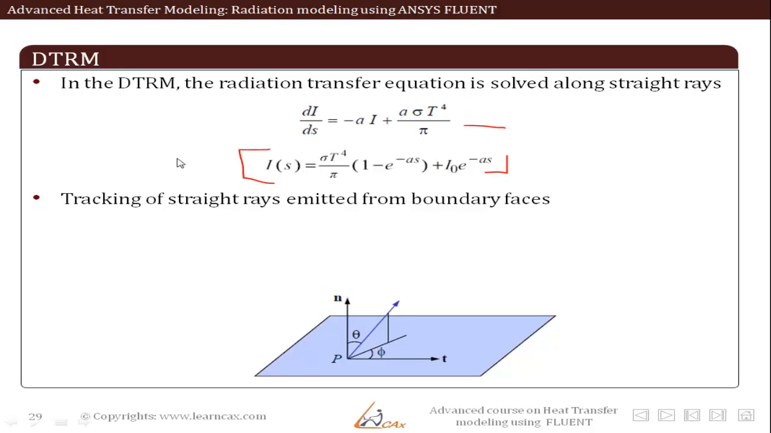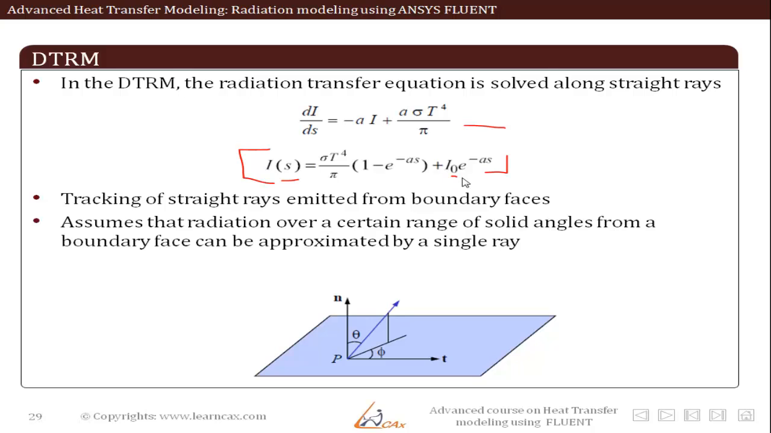The DTRM determines the new intensity IS using the radiant intensity at the start of the incremental path, which comes from the boundary condition, that is I0. So this is the new intensity. This is the intensity which comes from boundary condition. The energy source in the fluid due to radiation is then computed by summing the change in the intensity along the path of each ray that is traced to the fluid control volume.